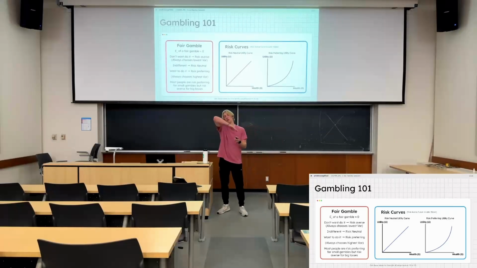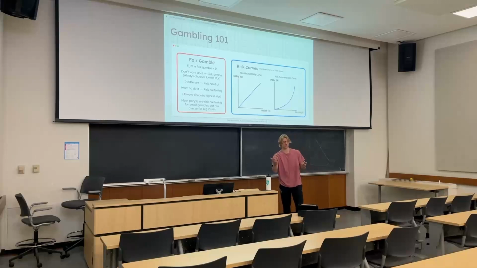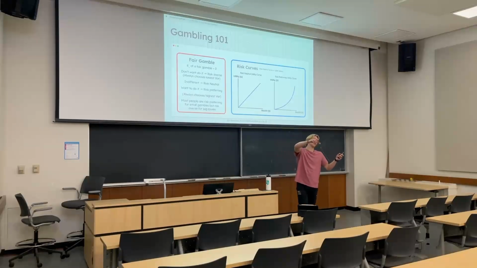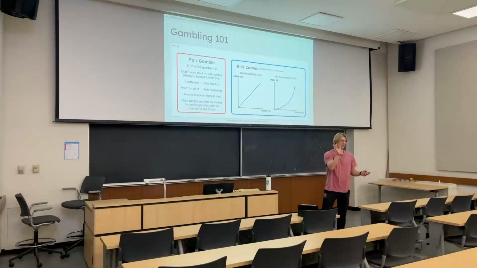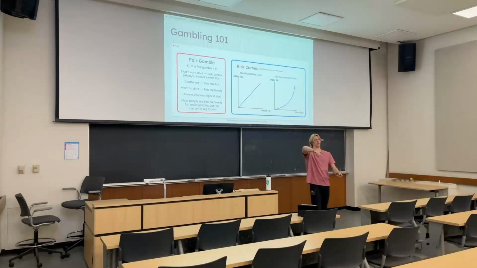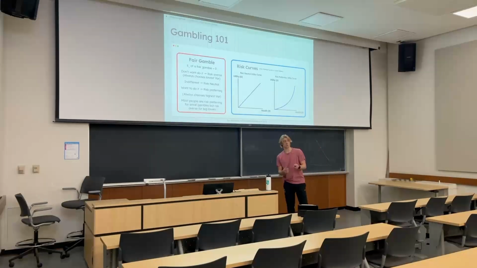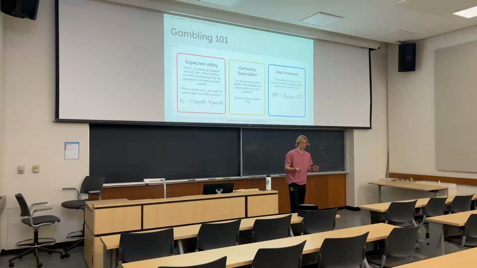And so if you have a linear risk curve or a utility curve, that means that it's risk neutral. If it's smiley face, so it goes this way, kind of curves upward, then they're going to be risk preferring. And then if it's concave, so kind of down, then it's going to be risk averse, which we'll get to.